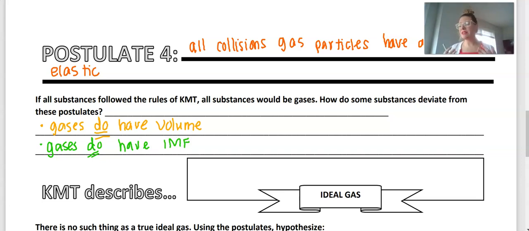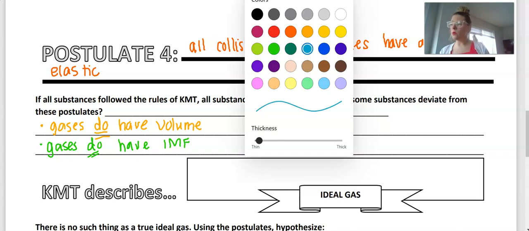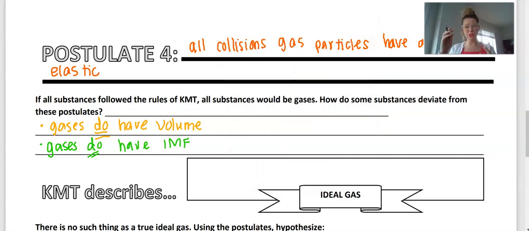And our last one that I think is really easy to pinpoint an issue with is collisions. Are all collisions elastic? If that was the case, theoretically, we would have balloons that would stay inflated forever. So I would have to say that collisions, especially collisions with the walls of a container, do lose energy, there is a loss of energy. So not all collisions are elastic.